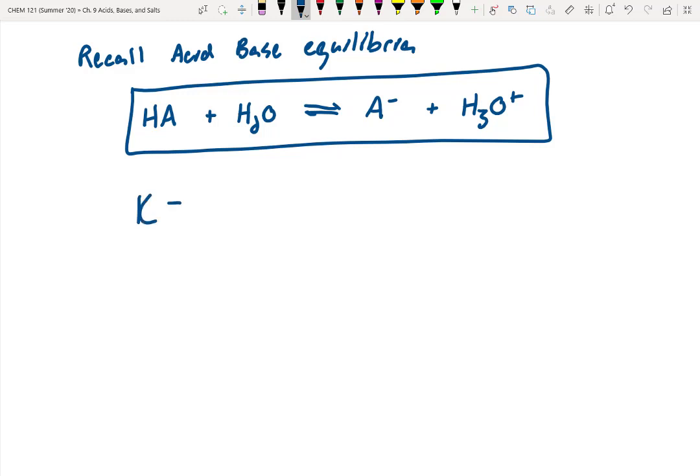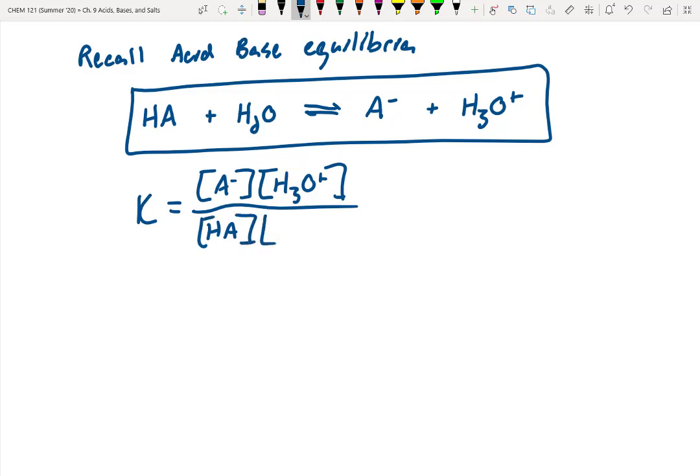So K, we said, is going to be equal to the concentration of our conjugate base times the concentration of the hydronium ion over the concentration of our starting materials, right? We saw this in our previous video. However, in our previous video, we said that this water is essentially constant, right? When we're thinking about acid-base equilibria, the concentration of water is really not changing over time. So instead, we move it over to this side, and we change this whole equation into the Ka expression.